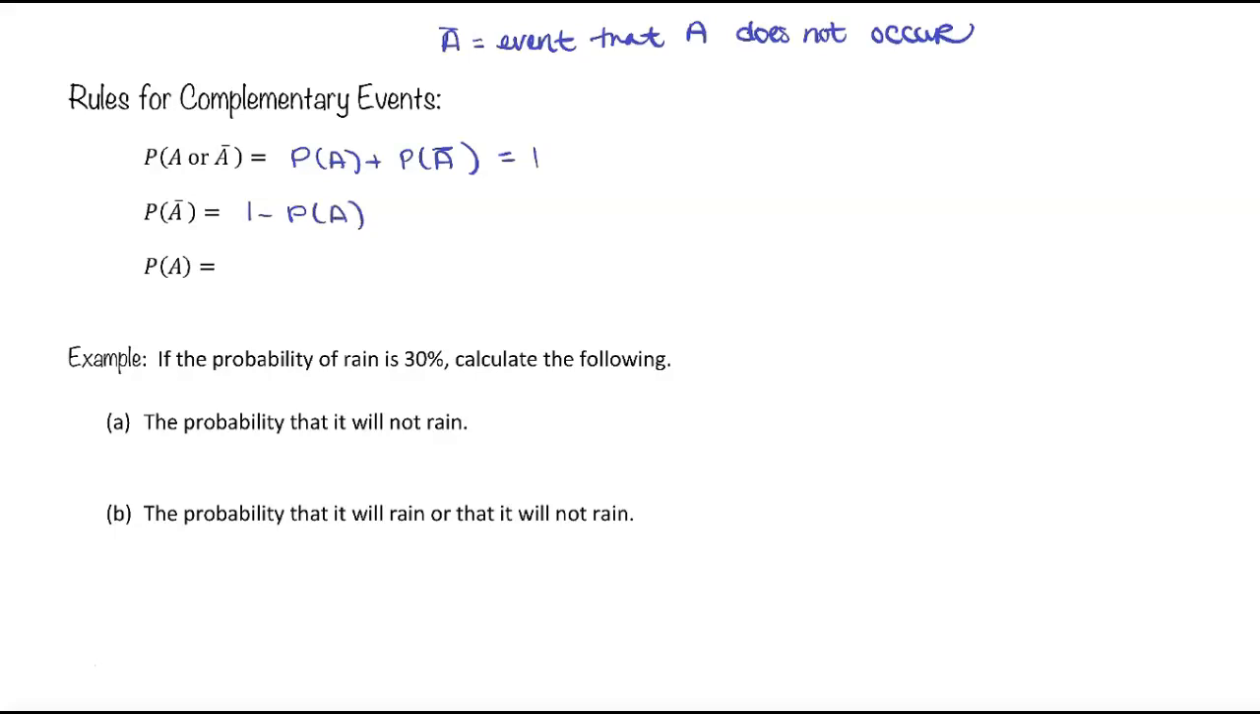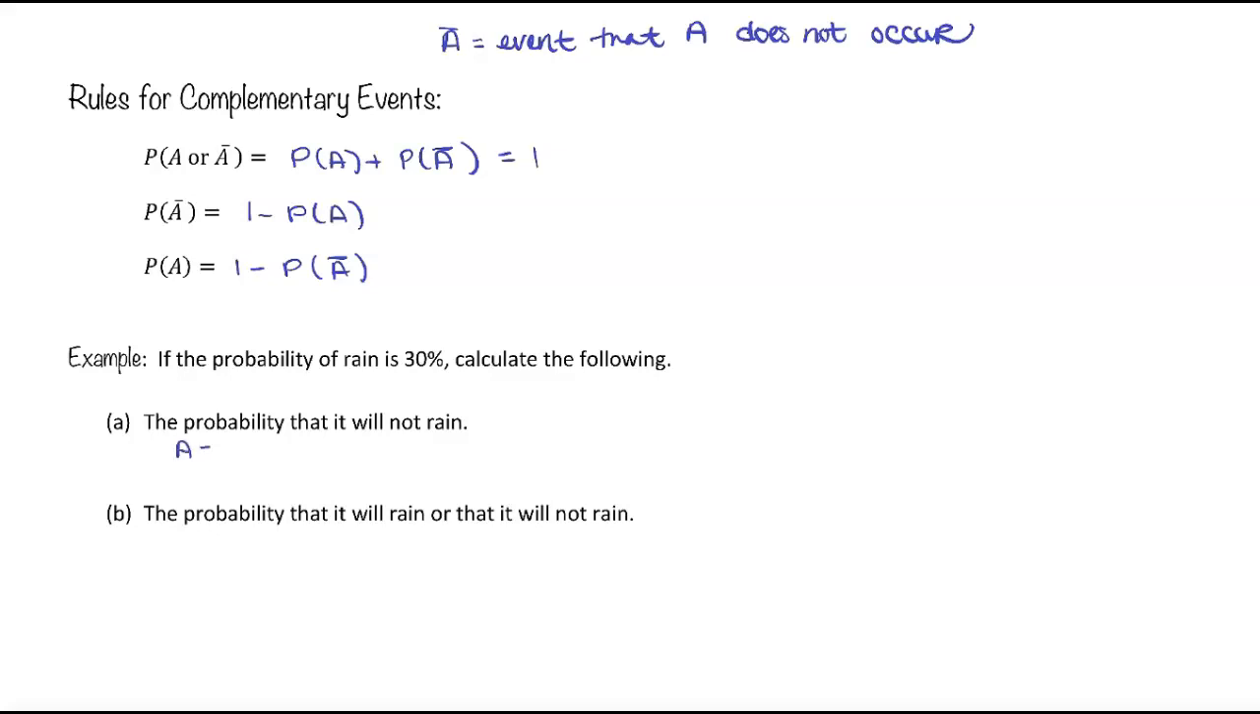And the probability of event A occurring is 1 minus the probability of its complement occurring. For example, if the probability of rain is 30%, let's find the probability that it will not rain. You can probably figure this out intuitively, but let's use some proper notation.